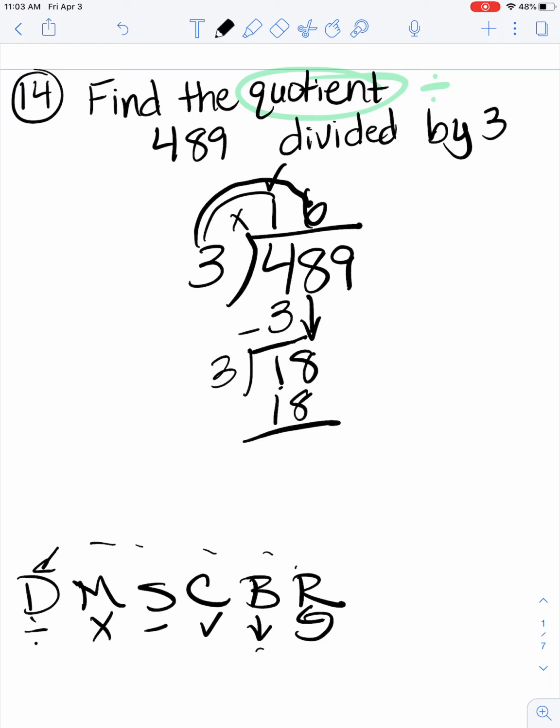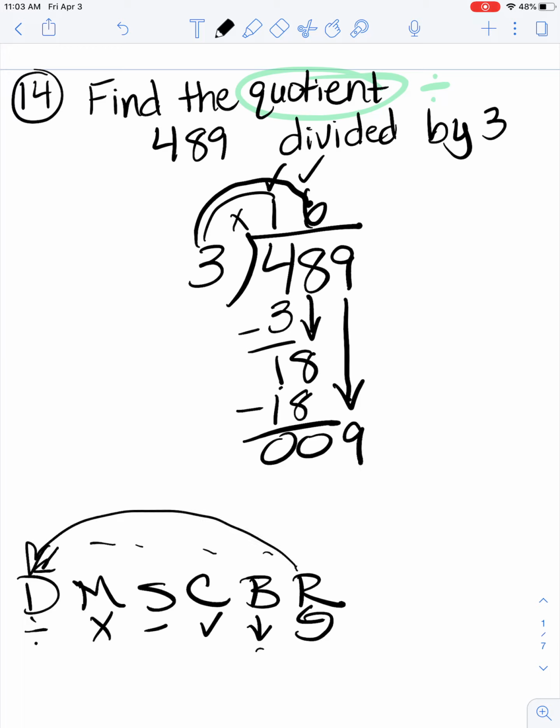3 times 6 is 18. You don't have to write this part over here. I was just showing you when I was saying it. Okay, so now we subtract. Now we check. Is 0 less than 3? 0 is less than 3. What's next? Bring it down. If we bring it down, we must repeat. Repeat, remember, all the way back to division.